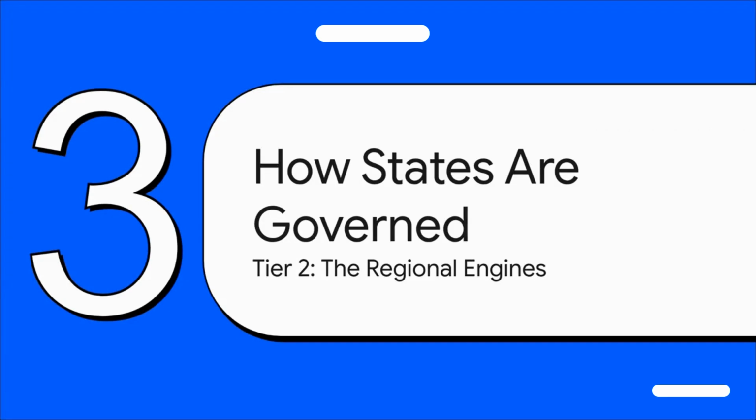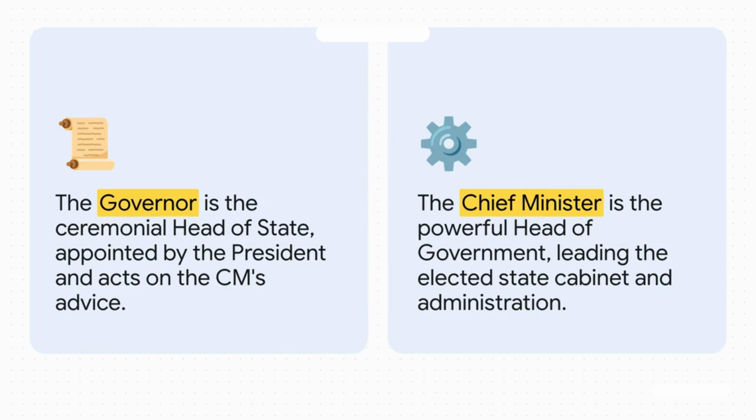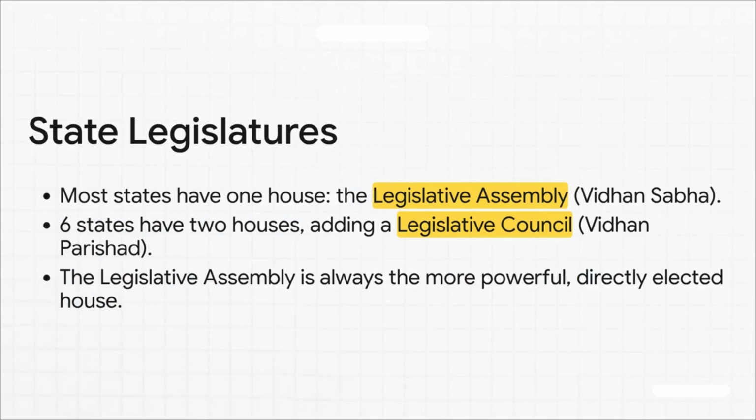Okay, time to zoom in to the next level down, the regional engines that really drive the country. We're going to see how that national structure we just talked about is basically mirrored in India's 28 states. And would you look at that? See the parallel to the national level? Each state has a governor who acts as the ceremonial head, a lot like the president. And, just like the prime minister, the real political muscle lies with the chief minister, who leads the elected state government.